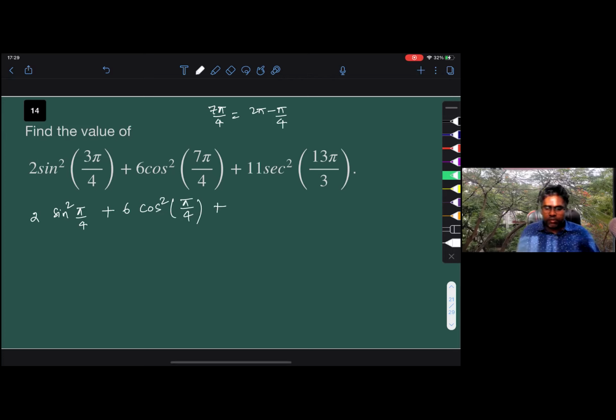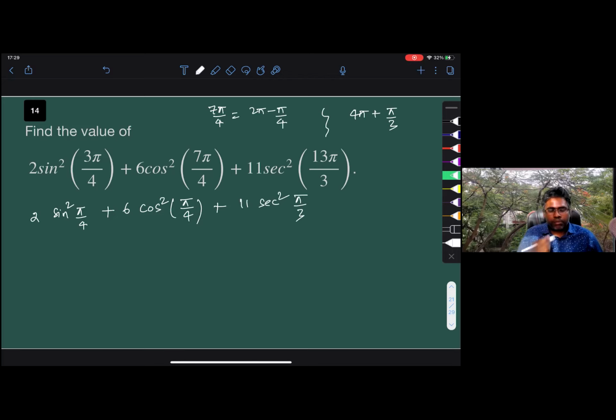Okay. Now 13 pi by 3. What do you think that is? 13 pi by 3, we can write it as 12, so 4 pi plus pi by 3. So that is nice. I mean, it's a multiple. So we can just write it as 11 secant square pi by 3, right? So now we have nice angles. So now substitute the values.